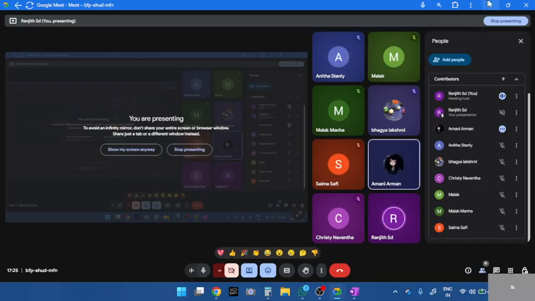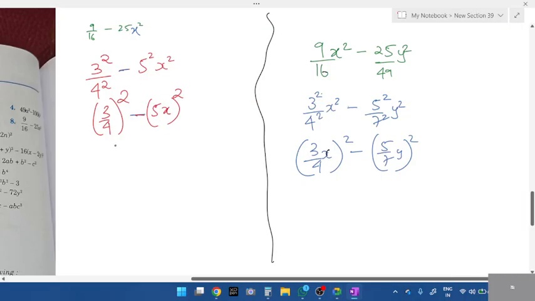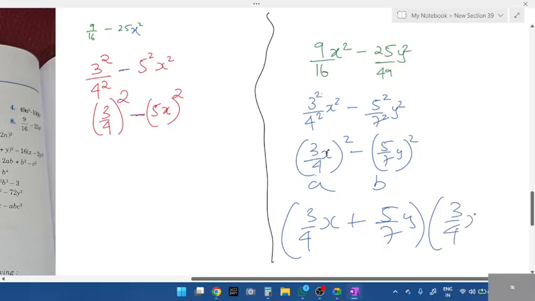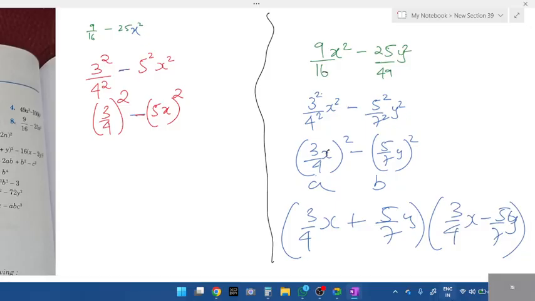Okay. I think this is easier than the first exercise, right? First and second exercise. Only thing we need to convert, students. See, this is A and this is B. What is A plus B into A minus B? 3 by 4x plus, then 3 by 4x minus. That's it.